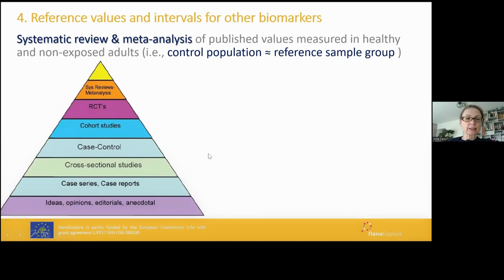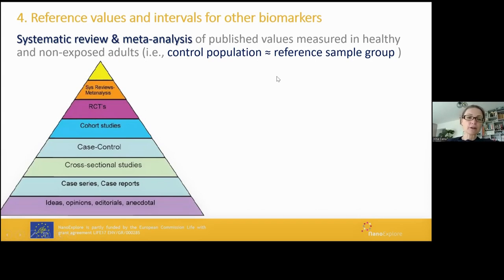But usually in these studies, there is always a control population. So a control population is either non-exposed compared to an exposed subpopulation, or people free of diseases compared with those who have a disease. So we could consider this control population as a reference sample group.